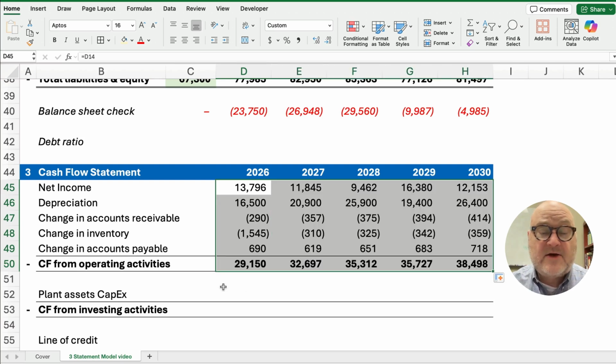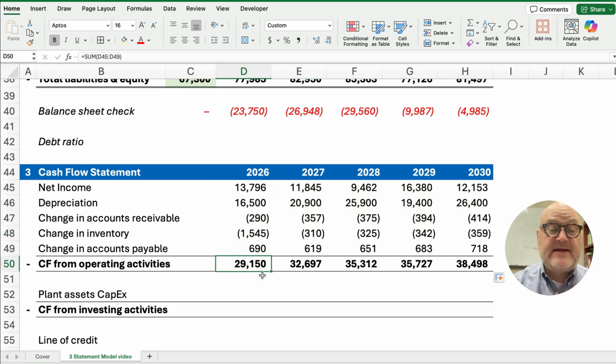Okay, so how well are we doing with our operations? Now, think about this. Our net income was $13,000, but we've generated cash from running our business of $29,000. So that's good. That's a good sign.